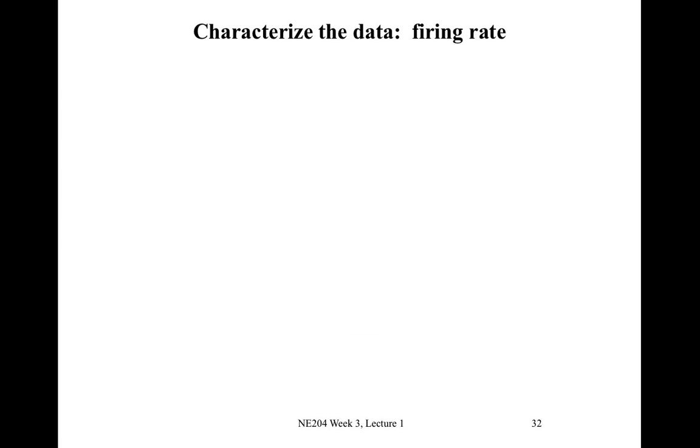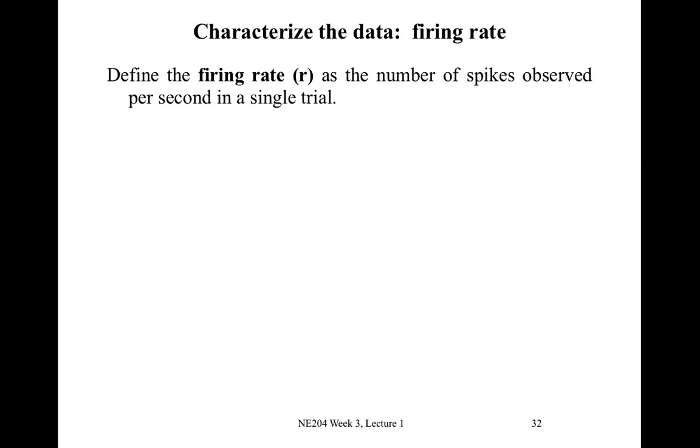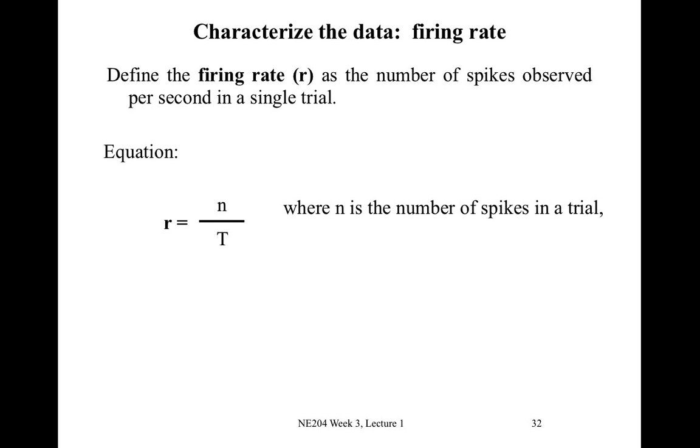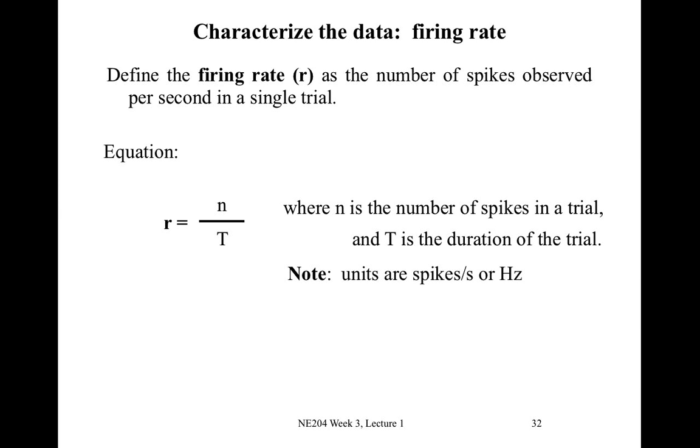Okay. So a related quantity we can compute from the data is the firing rate. And we'll define the firing rate, we'll give it this symbol little r, as the number of spikes observed per second in a single trial. So here's the equation. r, this is the firing rate for a single trial. It's the number of spikes in that trial, n, divided by the duration of that trial. We'll call that duration big T. So note the units of the firing rate are spikes per second, or hertz.